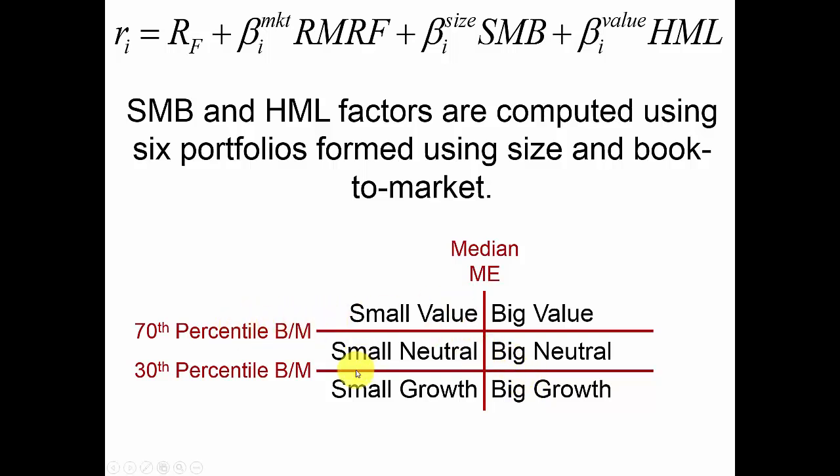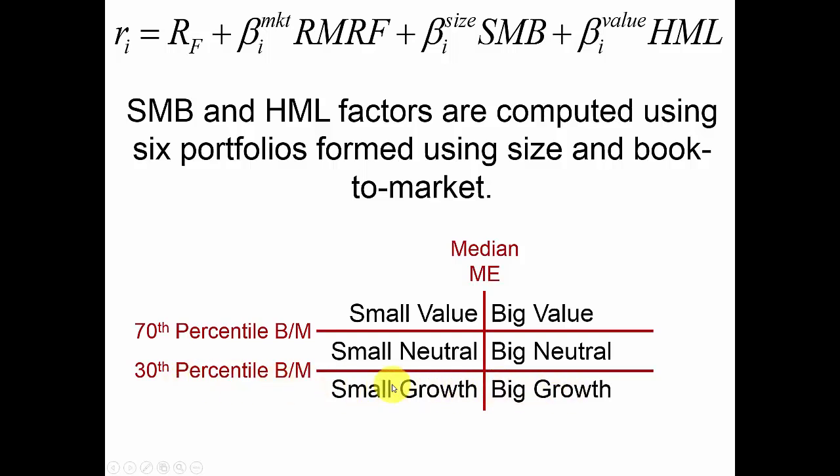Now let's talk about these 2 horizontal lines. We're going to rank all stocks according to the ratio of the book value of equity to the market value of equity. After ranking all these, we'll take the 70th percentile and the 30th percentile, and these are going to be very important percentiles. Those stocks that have a ratio above the 70th percentile are going to be characterized as value stocks. So we're going to have small value stocks as well as big value stocks. Those stocks that have a book to market equity ratio less than the 30th percentile, those are going to be growth stocks.